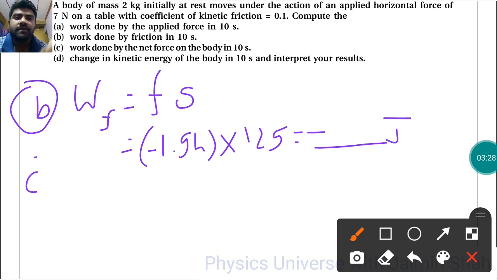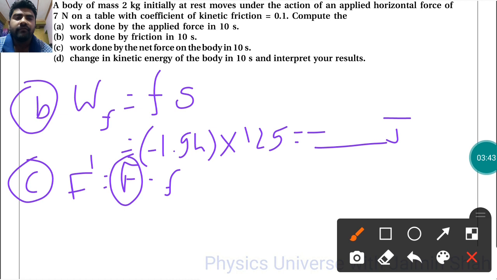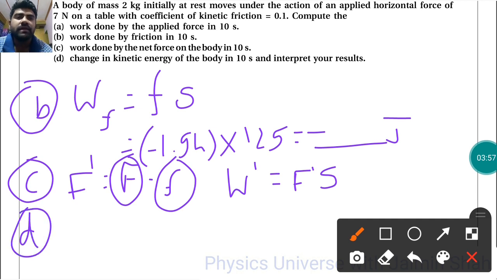Then (c), the work done by the net force on the body in 10 seconds. Now see, what is the net force? F dash is the net force, that is F minus f. So whatever we got for F and small f, which is minus 1.94, and then we have to find W dash, which is F dash into S. And then (d), the change in kinetic energy of the body in 10 seconds, and interpret your results.